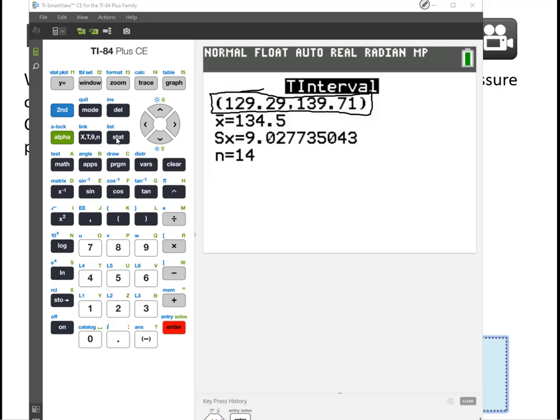Now, the blue text on our slide, if you'll remember, indicates that when using a set of data, round your confidence intervals to 1 decimal place more than the original data. So my data was all whole numbers. I don't have a decimal place. So I'm going to use 1 more than 0 decimal places, which is 1 decimal place. So I'm going to round both of these numbers to 1 decimal place. So that means my answer is going to be 129.3 for my lower confidence limit and 139.7 for my upper confidence limit.